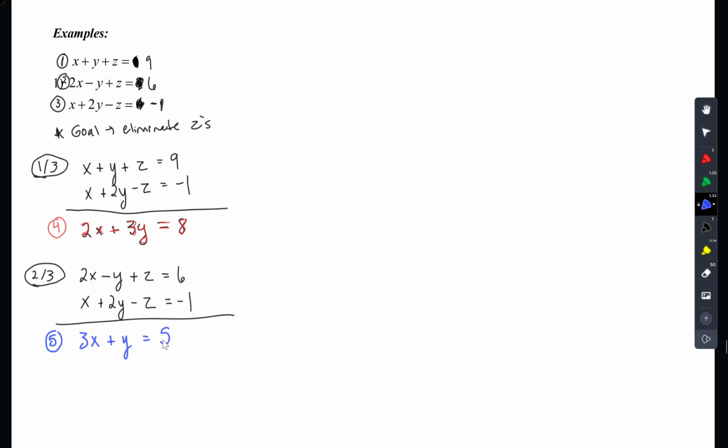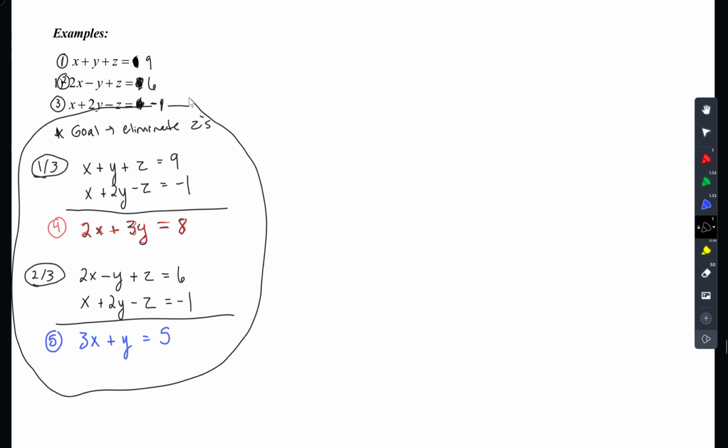So that's the first step: you're going to eliminate the z's. That was my first goal. This is kind of like a group. The first thing I need to do is make an equation with only 2 variables. So I pair different ones together to get rid of the z's. Now, my next step is to take those equations I made. So I'm going to take 4 and 5, and I'm going to solve that system.